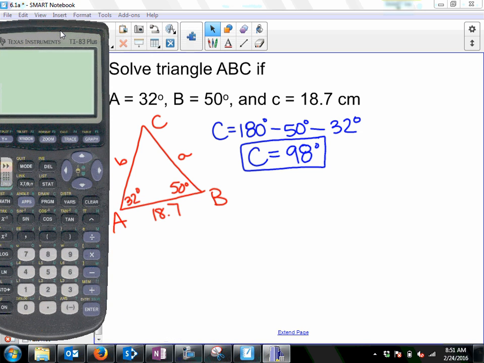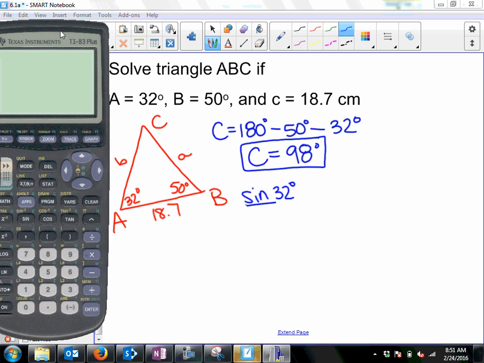Now we need to find our sides. What side do we want to find first? Sure, A, it doesn't matter. So the sine of angle A divided by side A is going to equal what pair? We're going to have to set it equal to side C, because that's the only pair we know both of. So equals the sine of 98 degrees over 18.7. So we have a proportion to solve.